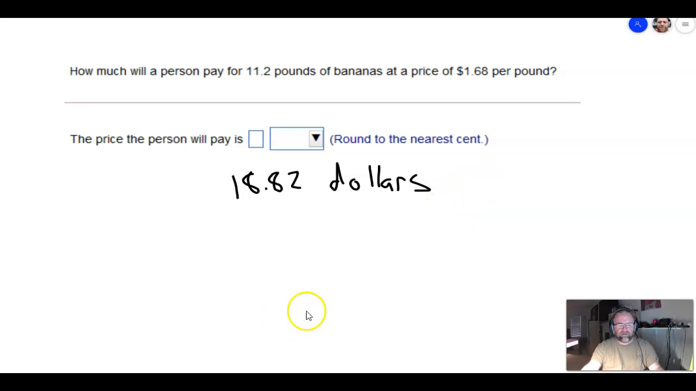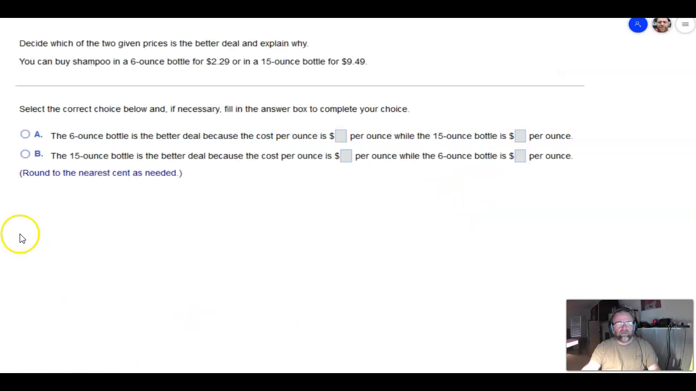All right, let's take a look at the next one here. Okay, the next one says decide which of the two given prices is a better deal and explain why. It says you can buy shampoo in a 6-ounce bottle for $2.29, or in a 15-ounce bottle for $9.49. So I want you to try to figure out the price per ounce, because that's what it's asking, the cost per ounce.